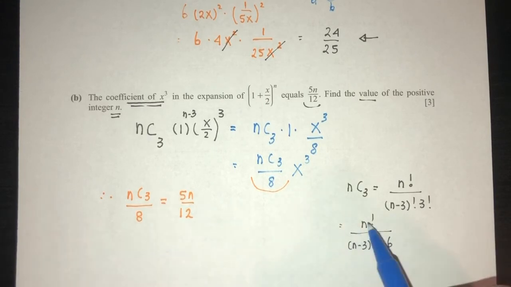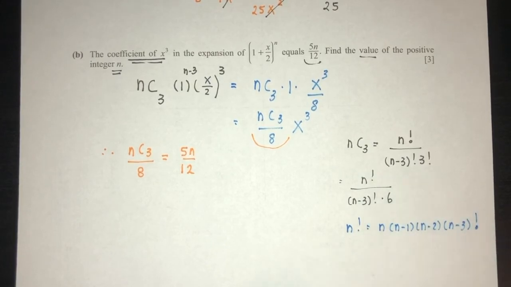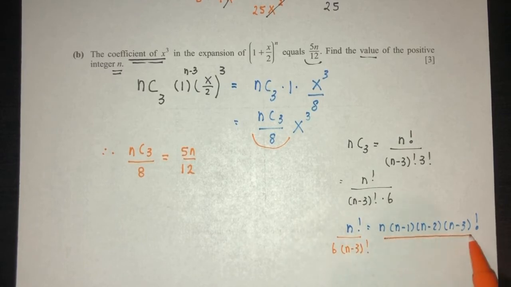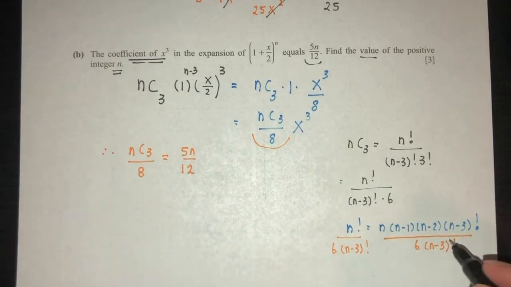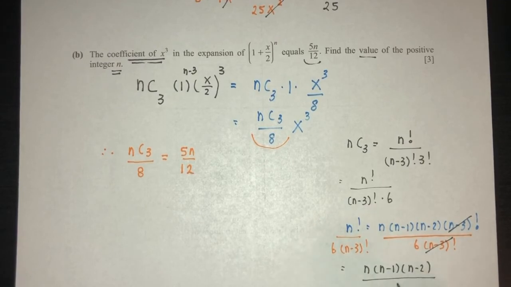Now next step, let's simplify these two. So what is n factorial? n factorial can be written as n times n minus 1 times n minus 2 times n minus 3 factorial. Now take this, divide by 6 times n minus 3 factorial. So you will have this below. These two will cancel out. So this thing will become n times n minus 1 times n minus 2 divided by 6.